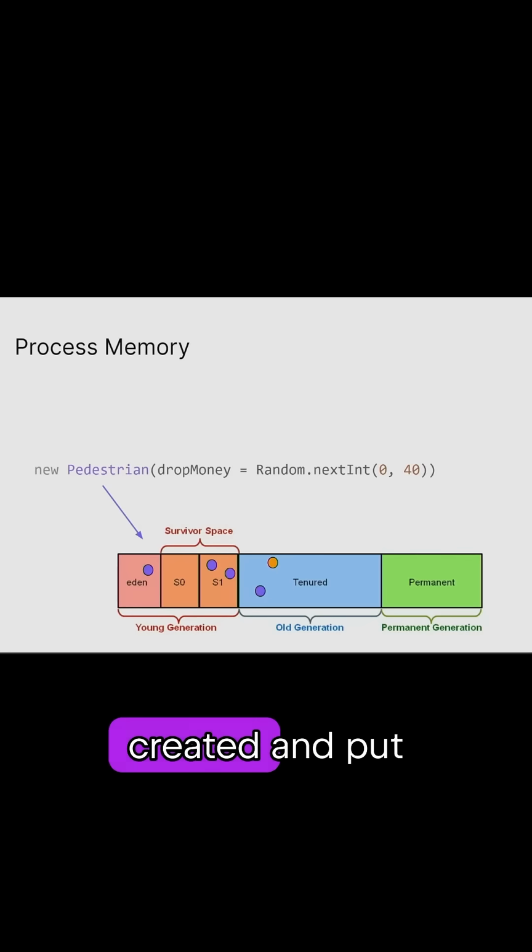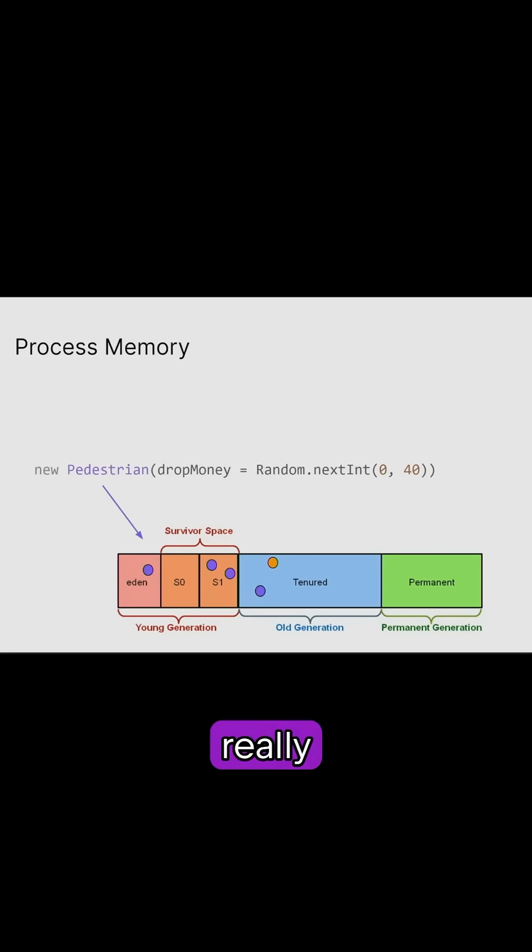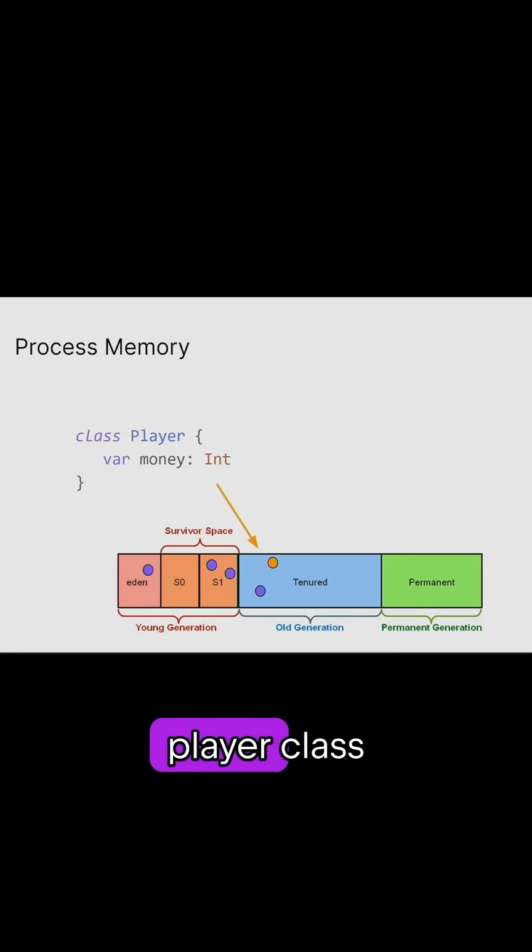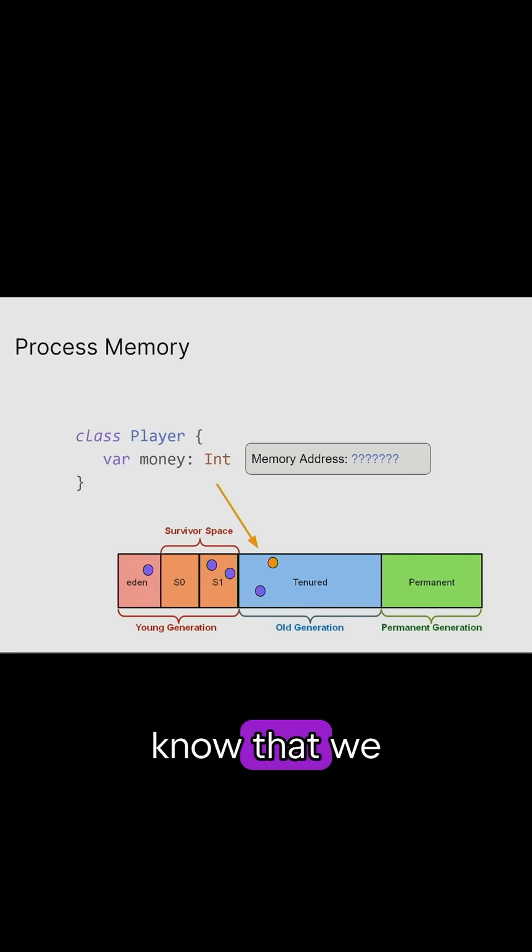We know that they get created and put somewhere in memory. It doesn't really matter where at this point, but somewhere in memory. This, in turn, means that the player class that has the money variable is also somewhere in memory. And we also know that we can read and write random access memory in any order. If we find out where the money variable is in memory, or what its address is, where it's located, in theory, we can change the value. Only question is, where do we get the address?